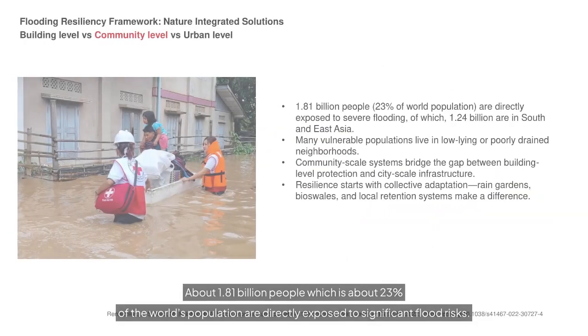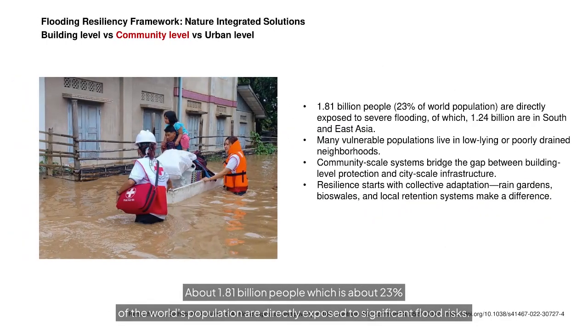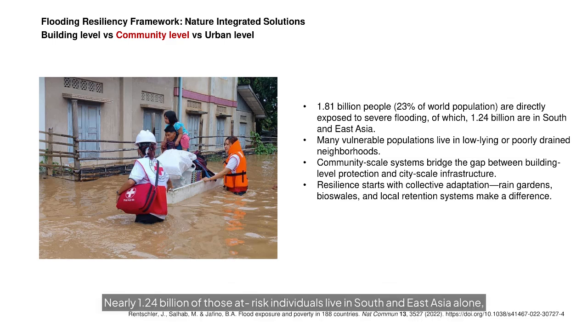About 1.81 billion people, which is about 23% of the world's population, are directly exposed to significant flood risks. Nearly 1.24 billion of those at-risk individuals live in South and East Asia alone, often concentrated in low-altitude, poorly drained neighborhoods. These numbers show that flood vulnerability is not just a remote area or rural concern. It is hitting cities and communities where floodwater infrastructure may not be well maintained.